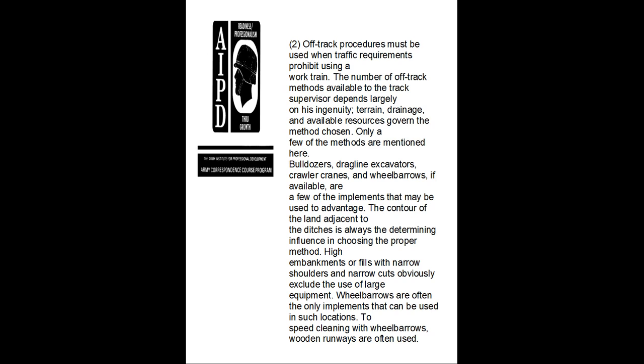Only a few methods are mentioned: the bulldozer, dragline, excavators, crawler cranes, wheelbarrows if available, and a few implements that may be used to advantage. The contour of the land adjacent to the ditches is the determining influence in choosing the proper method, as on high embankments, fills, and narrow shoulders. Narrow cuts obviously exclude the use of large equipment. Wheelbarrows are often the implements that can be used in such a location to speed cleaning, and wooden runways are often used.